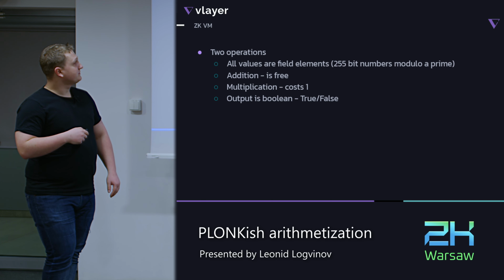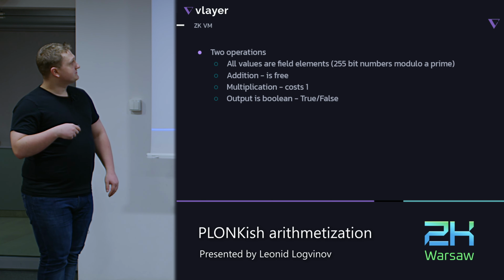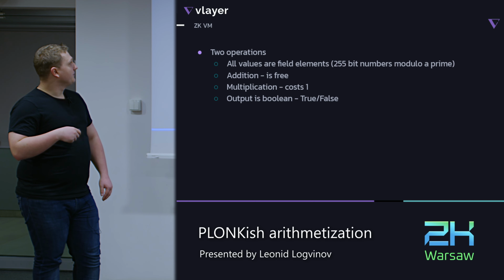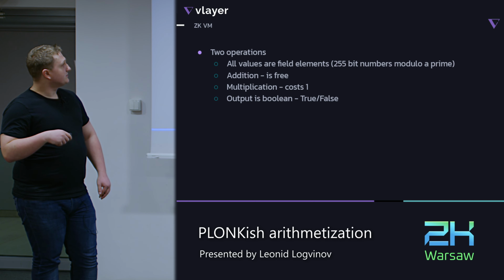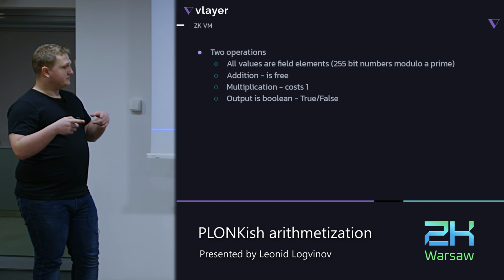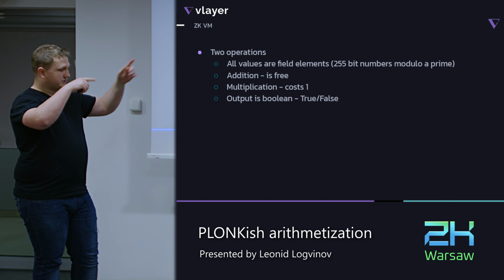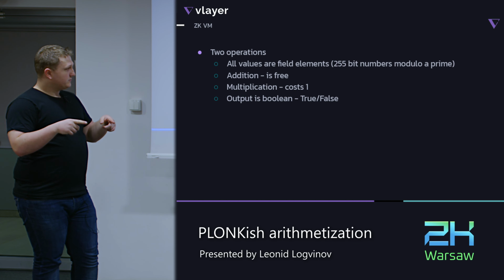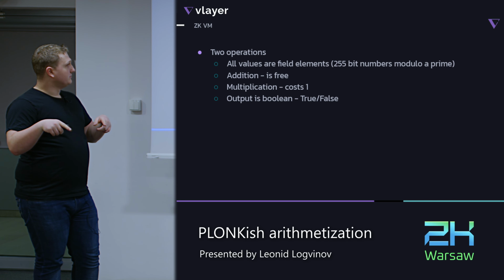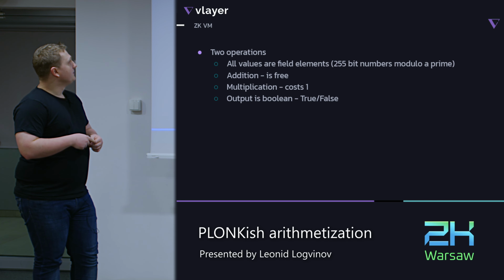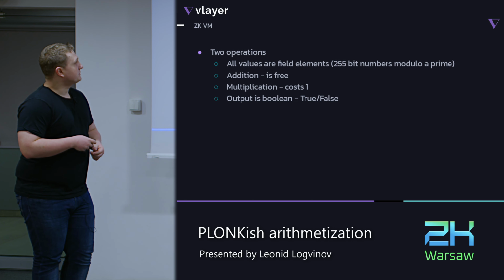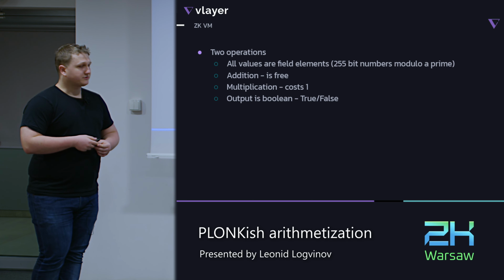And when we're talking about performance, addition is for free and multiplication costs 1. And our output is Boolean, true or false, because we can also compare values for strict equality. So we compute something, and at the end, we can check if it's equal to 0, or we can check if those two values are equal. So those are all the building blocks that we're going to be using for building our circuits, our programs.